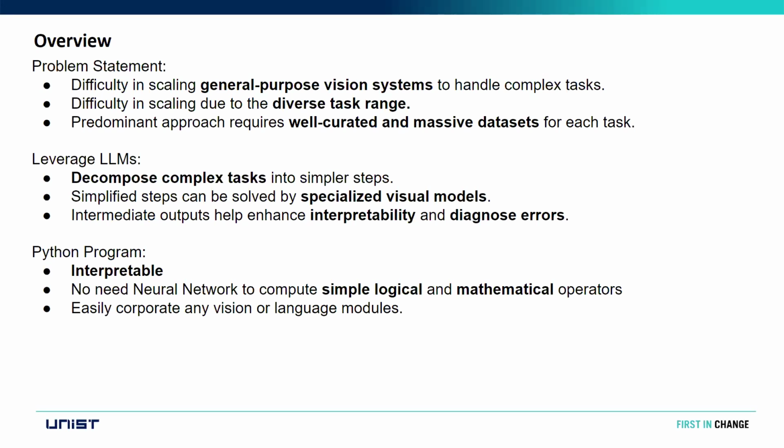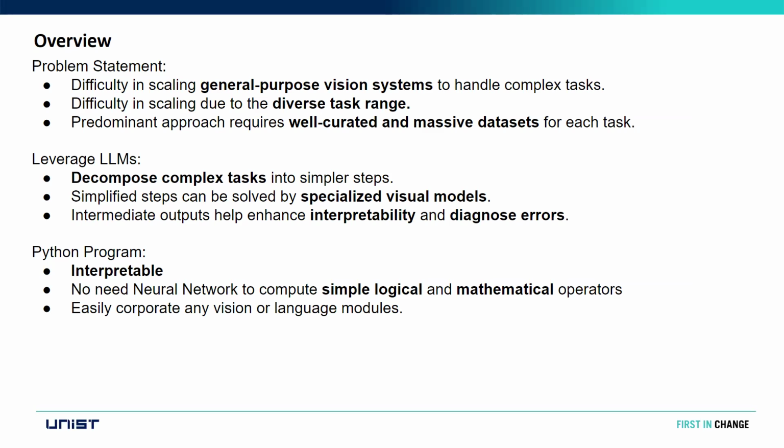So the overview: the problem statement is that it's very difficult to scale a general purpose vision model to handle complex tasks. The difficulty comes from the diverse task range, and also they need a well curated massive dataset for the training. The benefit of using an LLM is that it can decompose a complex task into simpler tasks, and for each simple task, it can use a vision model that is specifically trained on that task.